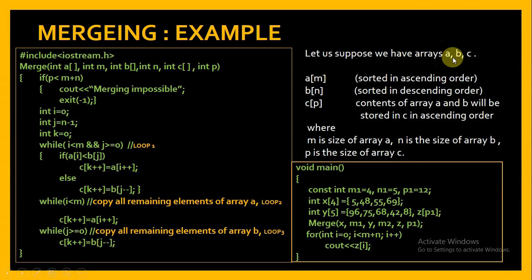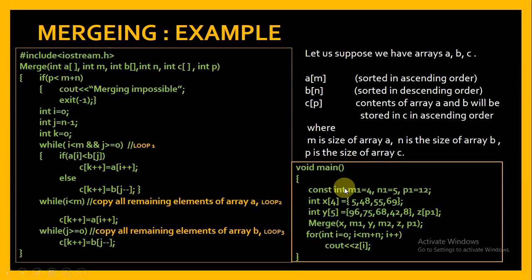So in this we assume that there are three arrays A, B and C, and A is of size M and it is sorted in ascending order. B is of size N and it is sorted in descending order. Then we are copying the content of A and B to array C, which is of size P, and we want C to be in ascending order. So this is all what we have written.